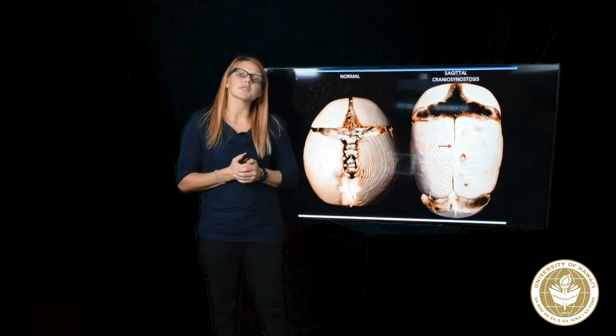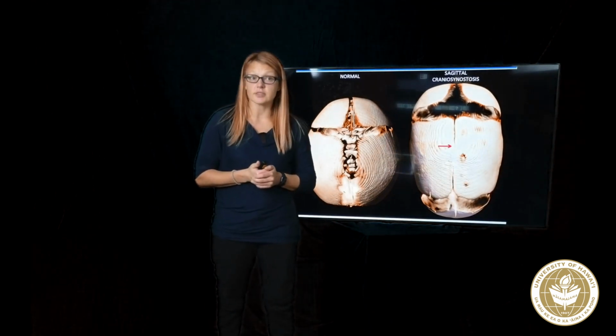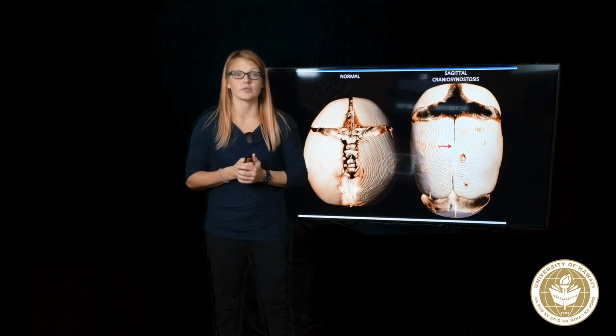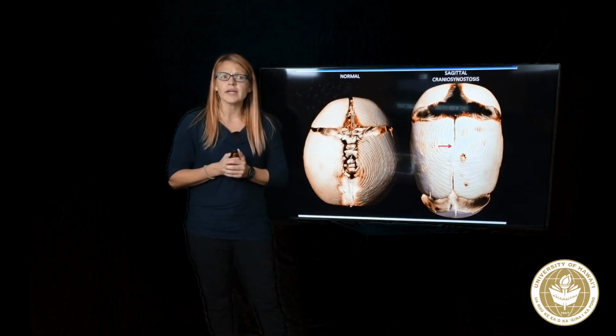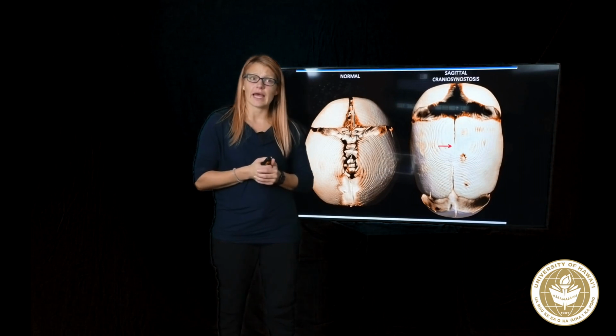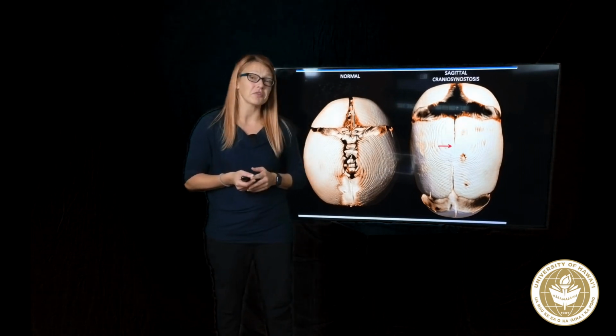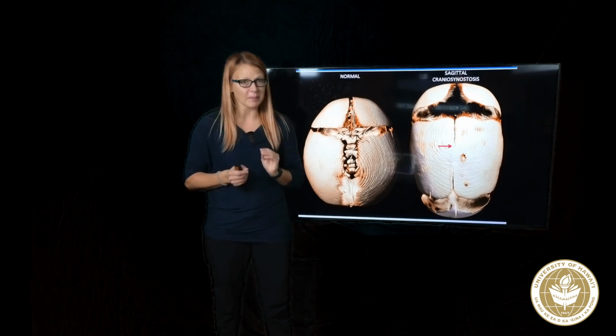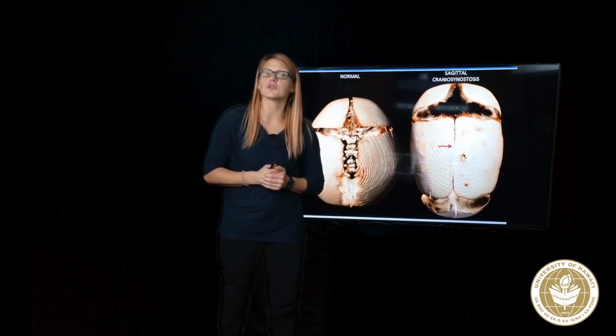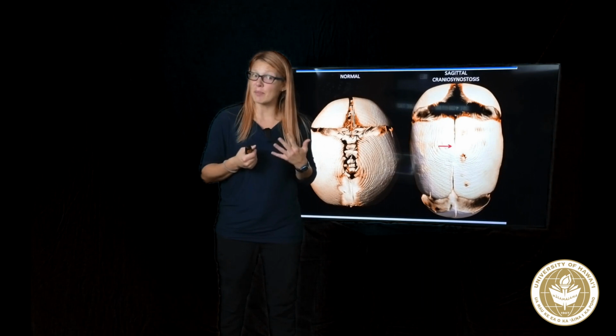So this is the most common type of craniosynostosis, again, sagittal craniosynostosis. And it accounts for about 50% of all craniosynostosis cases. And its prevalence is actually more common than you would think. It is 1 in 2,000 live births. So this happens a lot.